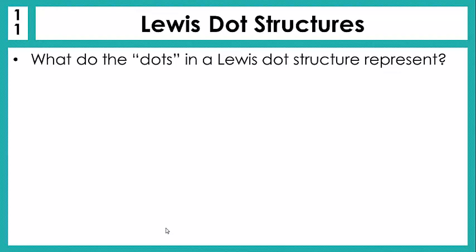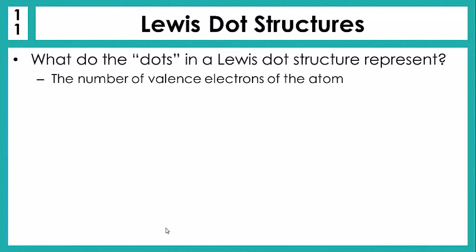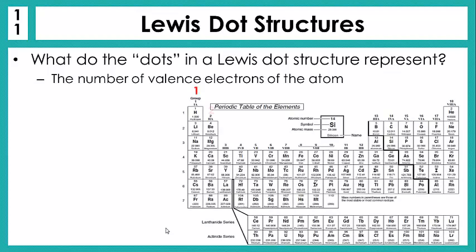Number 11, what do the dots in a Lewis dot structure represent? So this tells us the number of valence electrons of an atom. So everything in the first group has 1, the second group has 2, 3, 4, 5, 6, 7, 8. So boron has 3. Helium is technically a noble gas, but helium can only hold 2 electrons. So that's why they're drawn paired together like that, because it's a noble gas and it can't form any bonds.